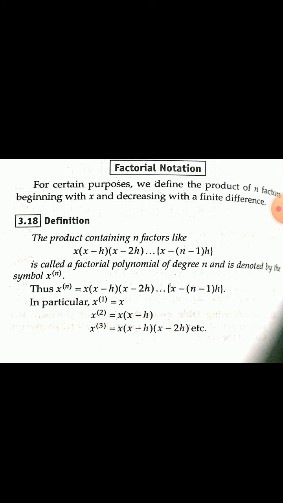The product containing n factors like x, x minus h, x minus 2h, up to x minus (n minus 1)h is called a factorial polynomial of degree n and is denoted by the symbol x^(n). Thus x^(n) is equal to x, x minus h, x minus 2h, up to x minus (n minus 1)h. In particular, x^(1) equals x, x^(2) equals x, x minus h, x^(3) equals x, x minus h, x minus 2h, etc.